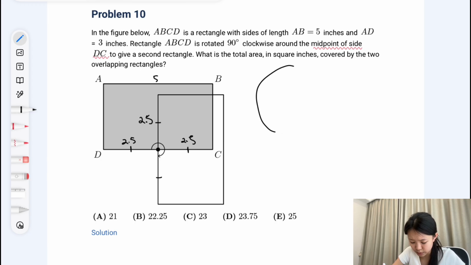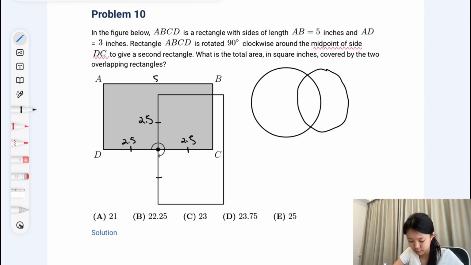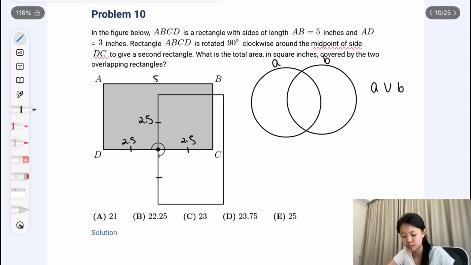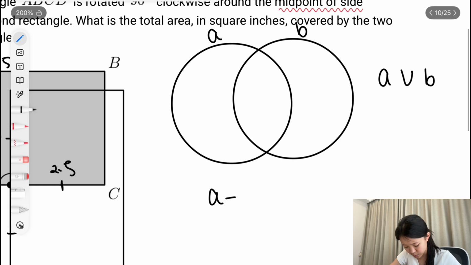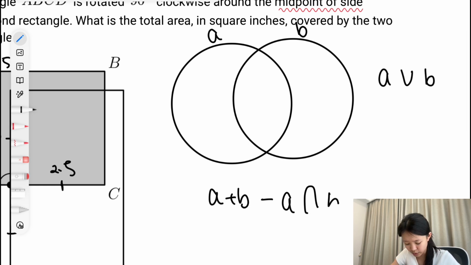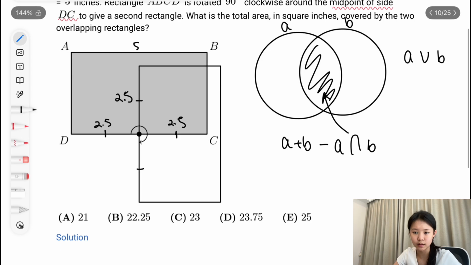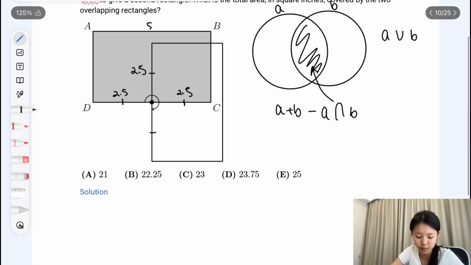Now if we think back to a similar concept here, it is a Venn diagram. Essentially, when you're calculating A and B and you're trying to find the union of A and B, which is written as this value, we find that through A plus B minus the overlapping area, which is this part, right? So we have to subtract the overlapping area here, and this is the same logic.